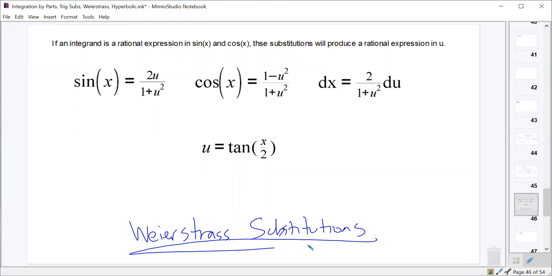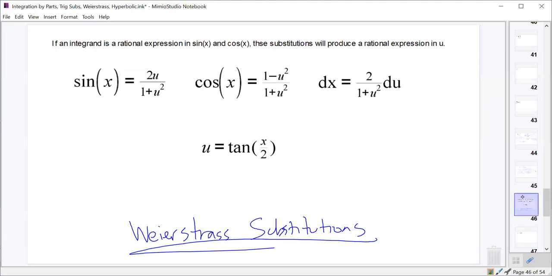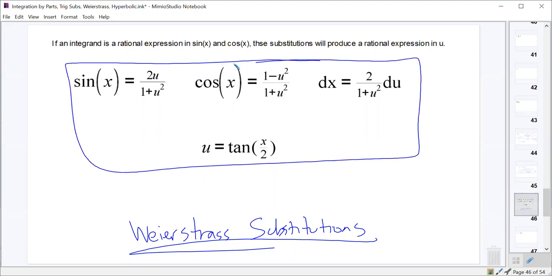So if you come across a function that you're trying to integrate, so if you have some integrand that is a rational expression, but all in terms of sine and cosine. So for example, something like this, 1 over 4 sine x minus 3 cosine x. If those sine x's and cosine x's were not sine x's and cosine x's, but just like x squareds or x's, that would be a rational function. So other than looking like it's got trig functions in it, if it were a rational function, you can always use these 4 substitutions to turn it into a rational expression in terms of u.